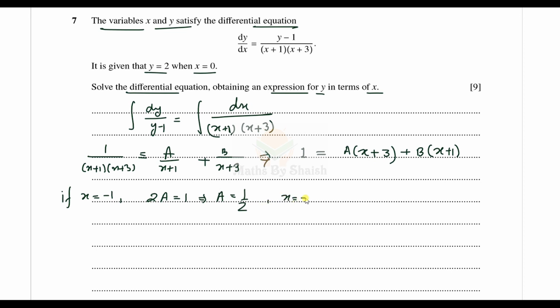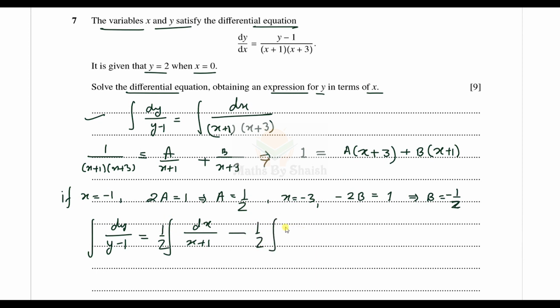Similarly, let's put x is equal to minus 3, we will get minus 2b is equal to 1, because it is minus 3 plus 1, minus 2. Hence b is equal to minus 1 over 2, and hence this integration can be written as integration of dy over y minus 1 is equal to integration of dx over x plus 1, and a value is 1 by 2, so I write 1 by 2 outside because it's a constant, and minus 1 by 2 of the value of b, and that is dx over x plus 3.